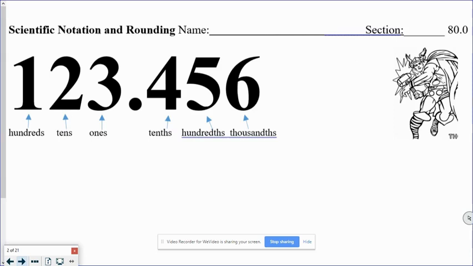The first thing you need to know are the place values. A lot of students think that they know the place values. Most students do know the tenths, the hundredths, and the thousandths. But this is the ones place, and we do deal with that, the tens place and the hundreds place. So that will come into play as we're going throughout this unit.